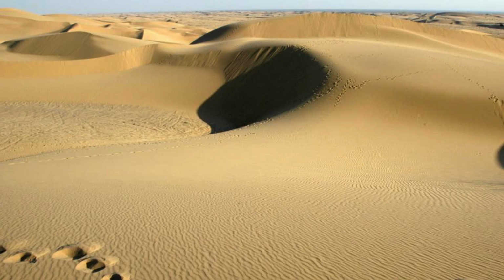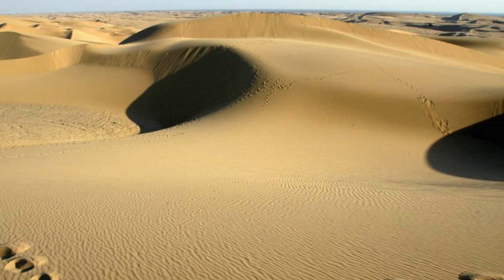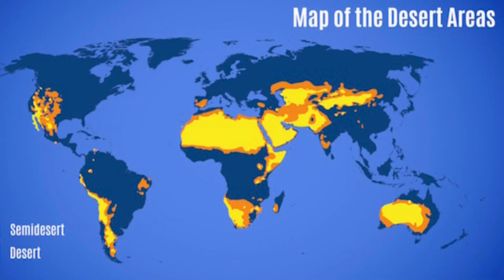Desert formation. The great deserts of the world are formed by natural processes over a long period of time. Deserts may form and expand in response to climatic conditions. On the basis of location and formation, deserts of the world may be grouped into three classes.